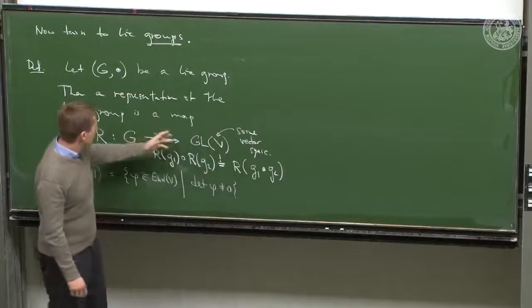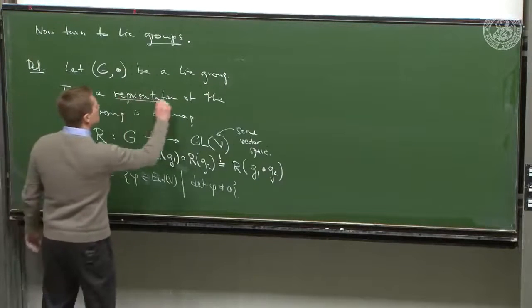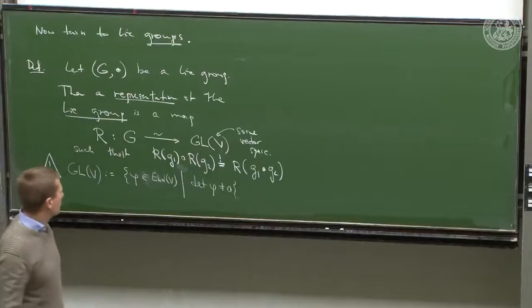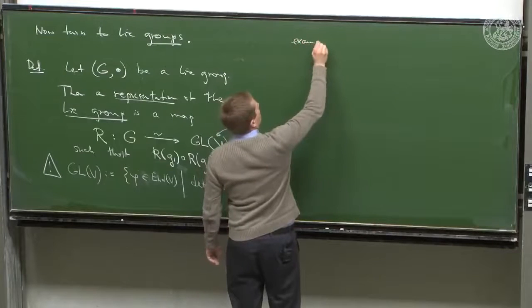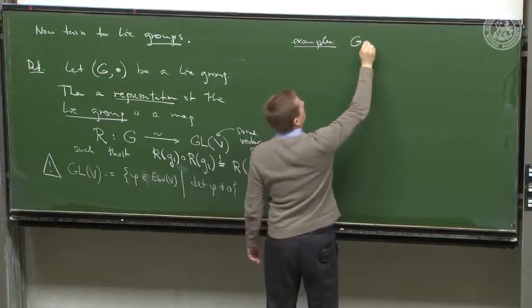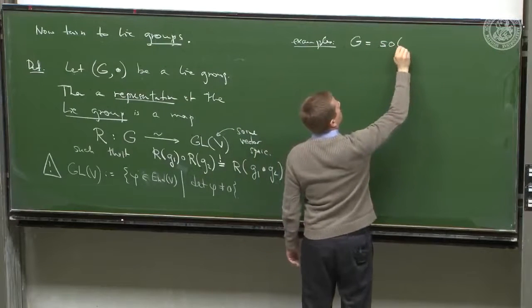And of course, the way the map acts here is important. So that's a representation of the Lie group. So it looks very similar. Okay. Now, examples are in order. So now take as the Lie group, you take SO2.